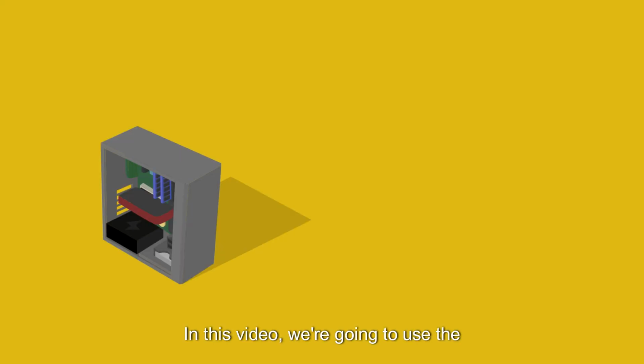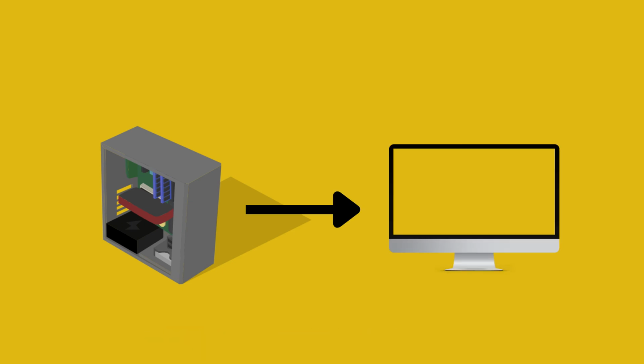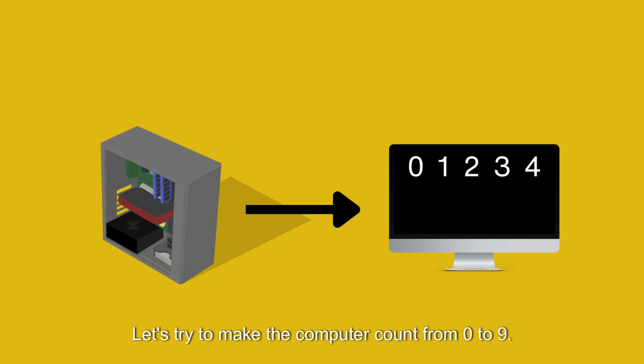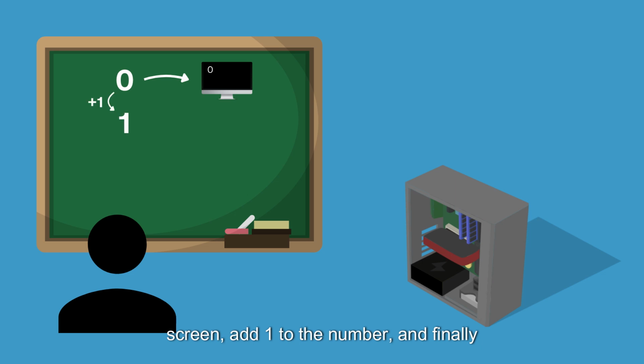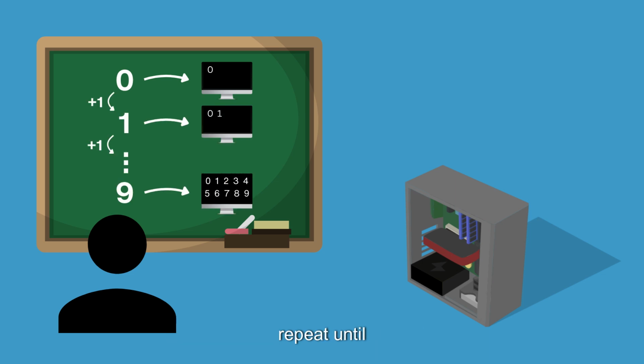In this video, we're going to use the simple computer that we built last time to demonstrate how modern computers execute programs. Let's try to make the computer count from 0 to 9. First, let's input the instructions to the computer. To count from 0 to 9, the machine has to follow these instructions. Start from 0, print the number to the screen, add 1 to the number, and finally repeat until we reach number 9. Then we stop the program.